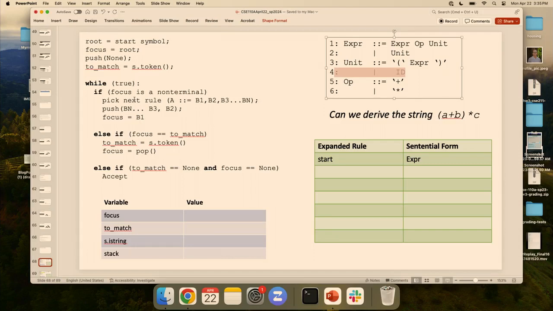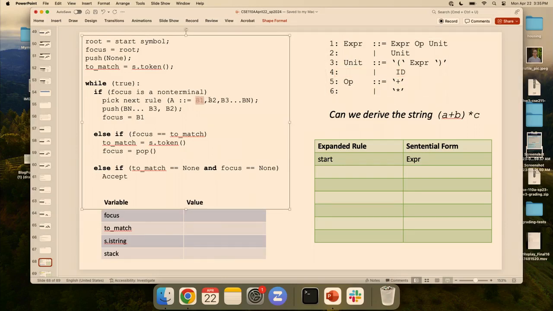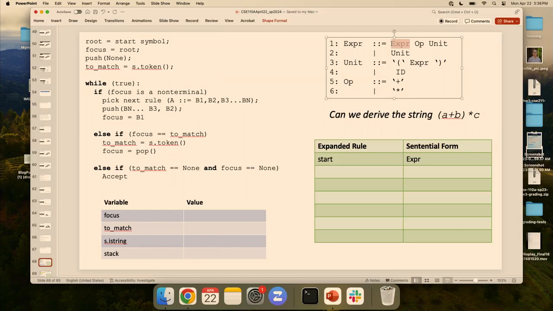And then once we pick a rule, we have our sequence of non-terminals and terminals. I'm calling them B1, B2, B3, up to Bn. For example, that's going to be expr, op, unit if you pick number 1. If you pick number 3, that's going to be open parenthesis, expr, close parenthesis. We put those onto the stack, and then we change our focus to what was on the top of the stack. So if we picked rule 1, our focus would be an expression. We would put op and unit onto the stack, and we would focus on our next symbol, which would be an expression there.